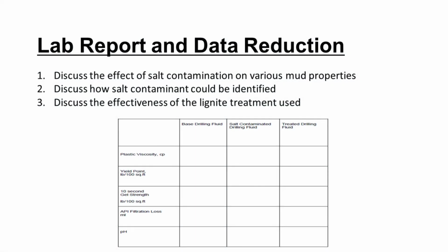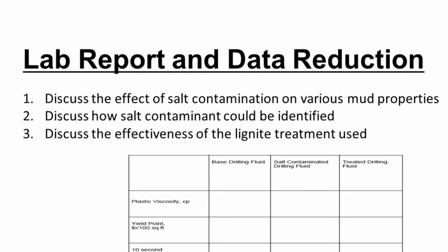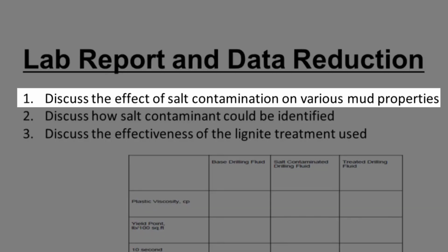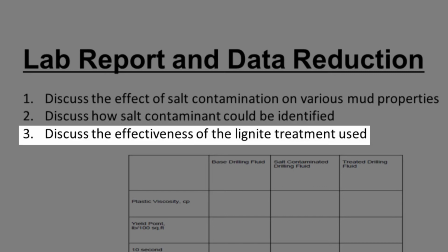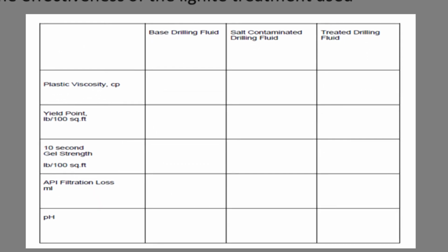For the lab report, please discuss the following topics. 1. Discuss the effect of salt contamination on various mud properties. 2. Discuss how salt contaminant could be identified. 3. Discuss the effectiveness of the lignite treatment used. Please also complete the shown table.